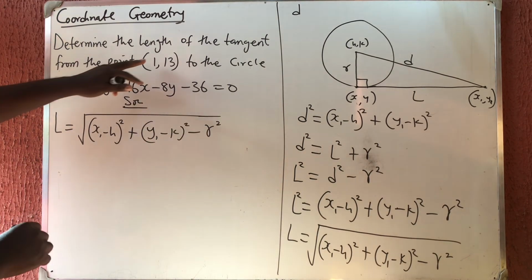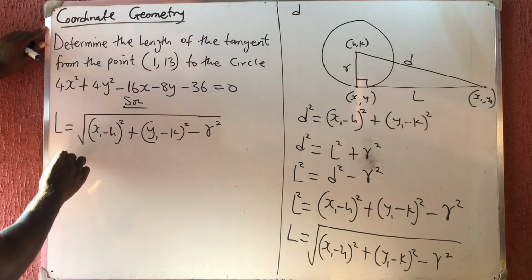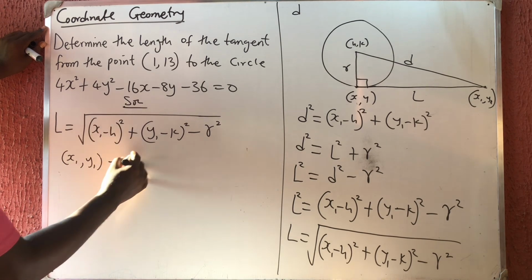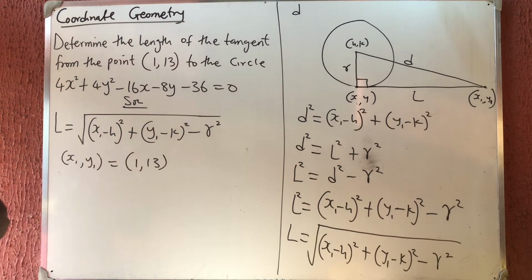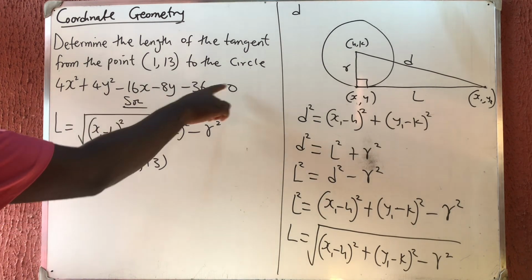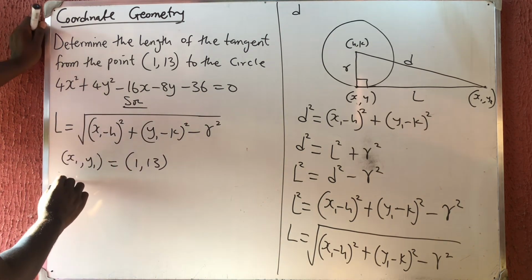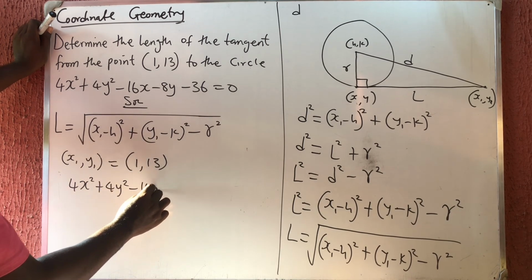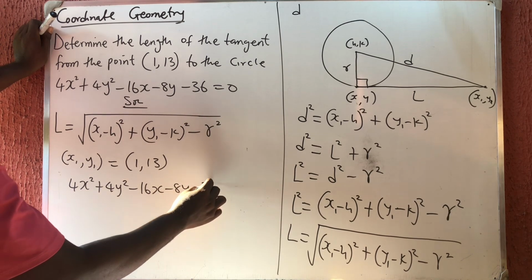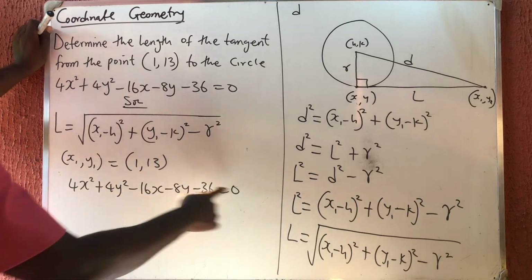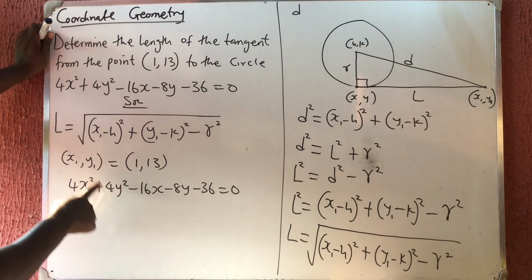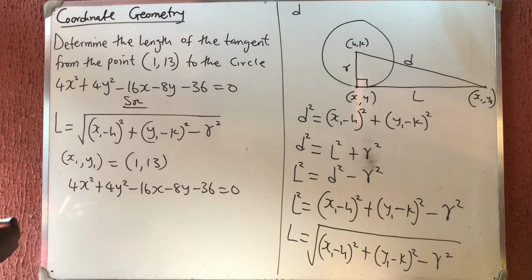Okay, so from here we have gotten our x1, the point given. So the point (x1, y1) is already given to us as (1, 13). So the problem now is just to get the center and the radius of the circle. We can get it from this equation. The equation given was 4x squared plus 4y squared minus 16x minus 8y minus 36 is equal to 0. We need the coefficient of x squared and y squared to be 1 before we can solve anything at all.